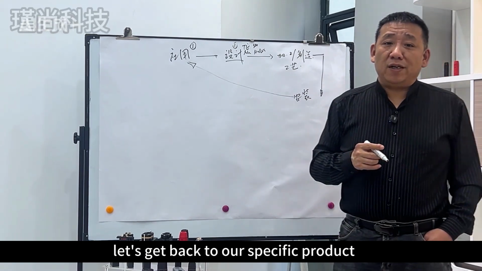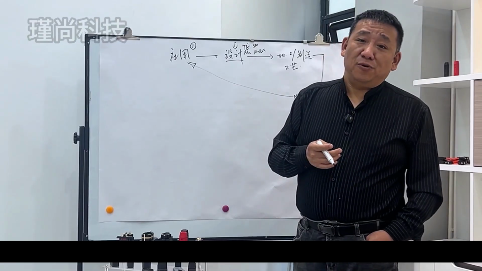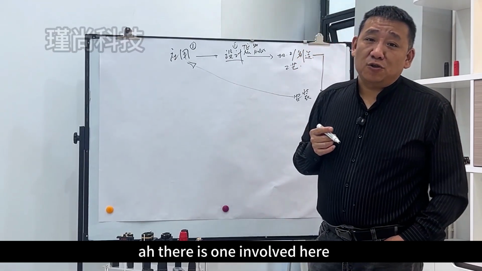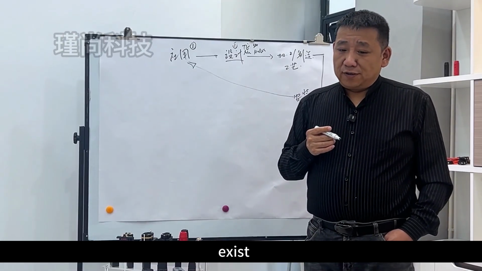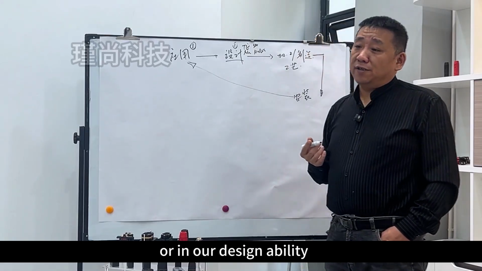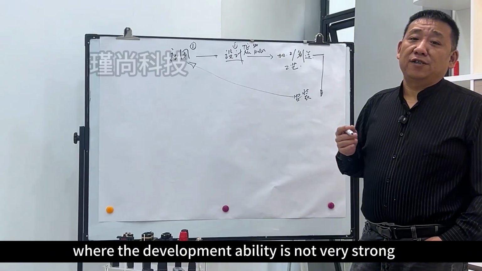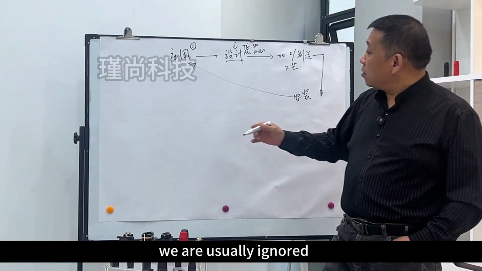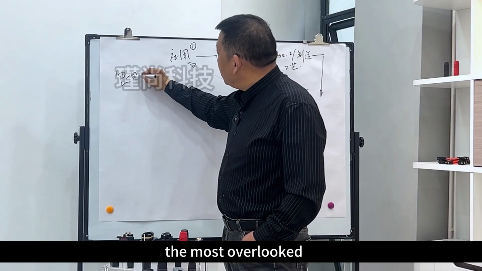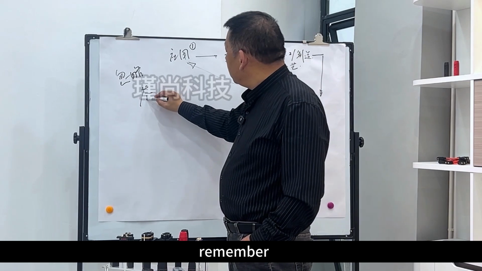Let's get back to our specific product. How are we going to get a feel for these things, or put this thing together effectively? In our small team, or in our design ability, at this level where the development ability is not very strong, there is one crucial thing that is often ignored, the most overlooked. Remember this.